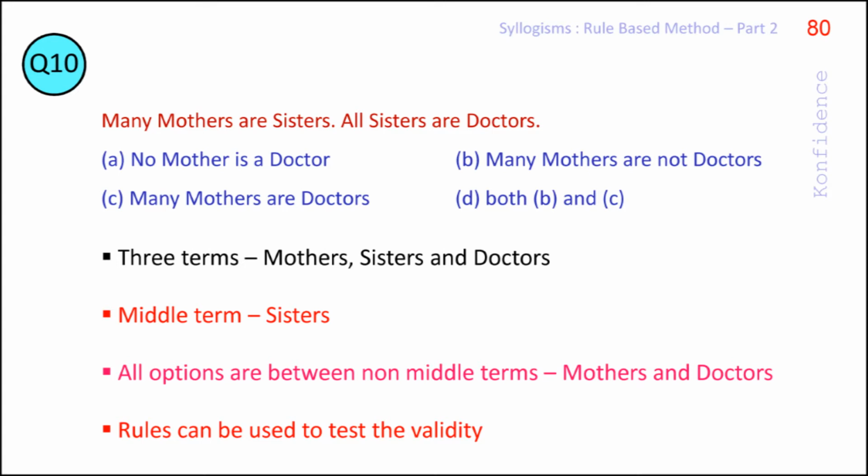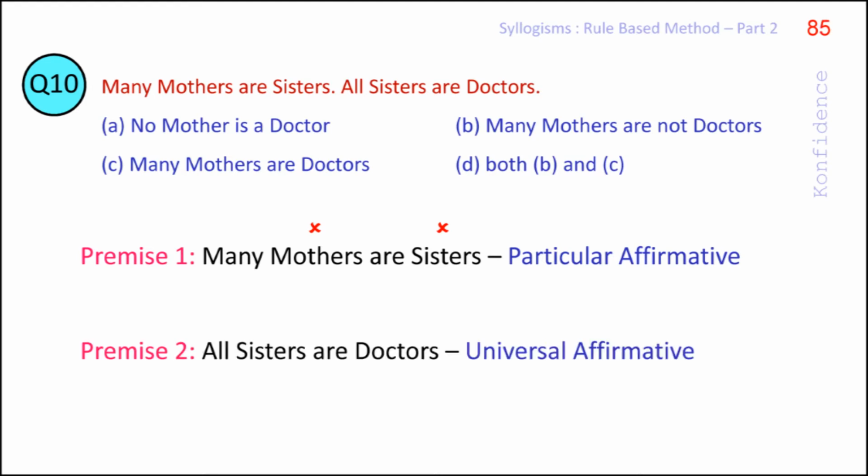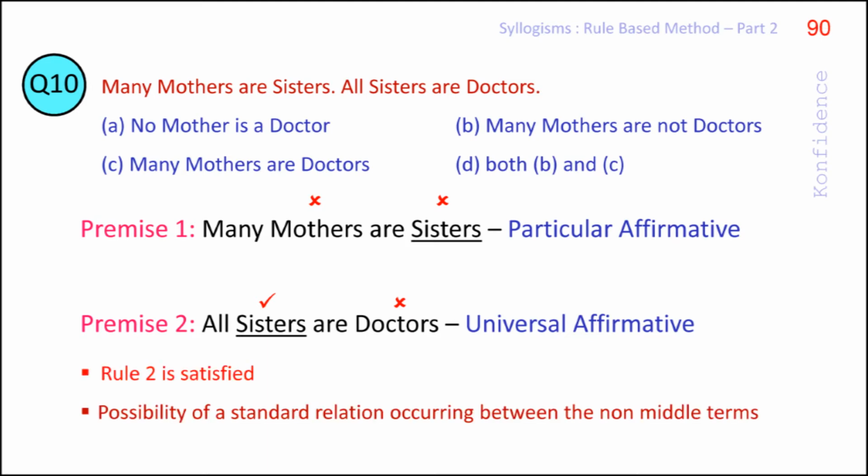The next step is to check the distribution pattern of the middle term. The first premise is a particular affirmative premise and so both subject and predicate are not distributed. In the second premise, which is a universal affirmative premise, subject is distributed and predicate is not. We can see that the middle term sisters is distributed in the second premise. Thus rule 2 is satisfied and so there is a possibility for the standard relation occurring between non-middle terms mothers and doctors.